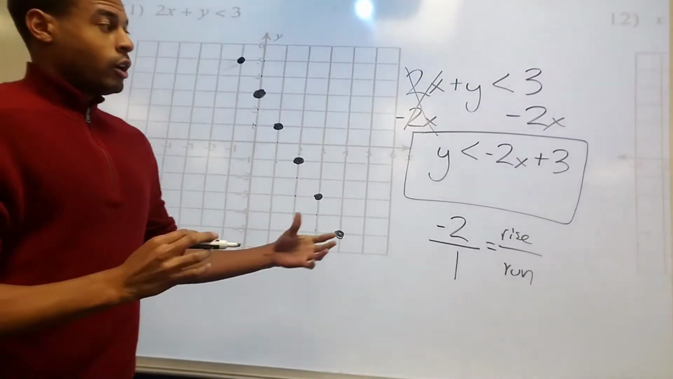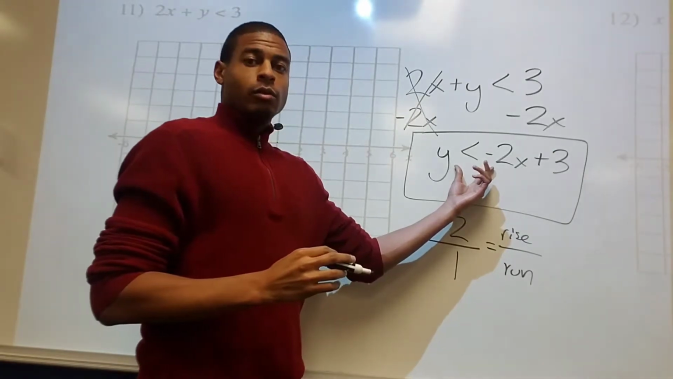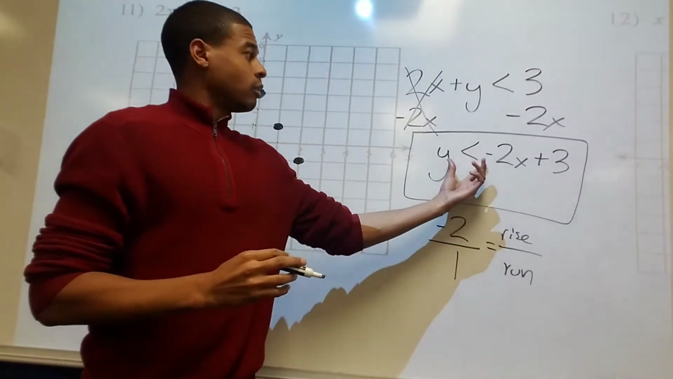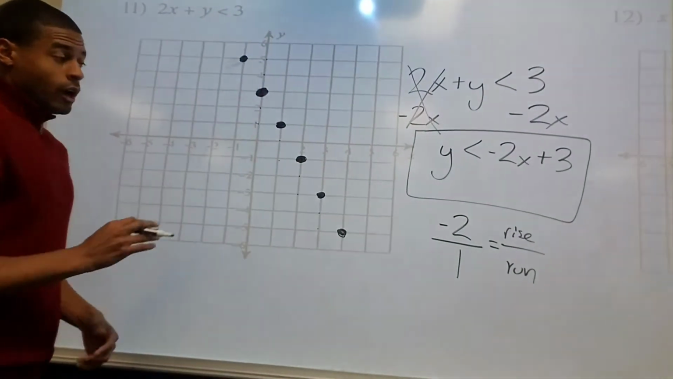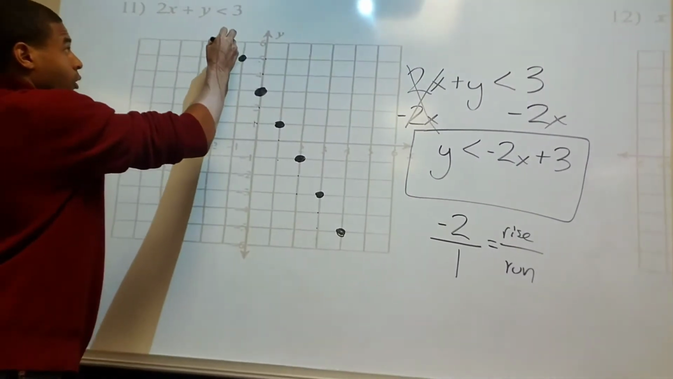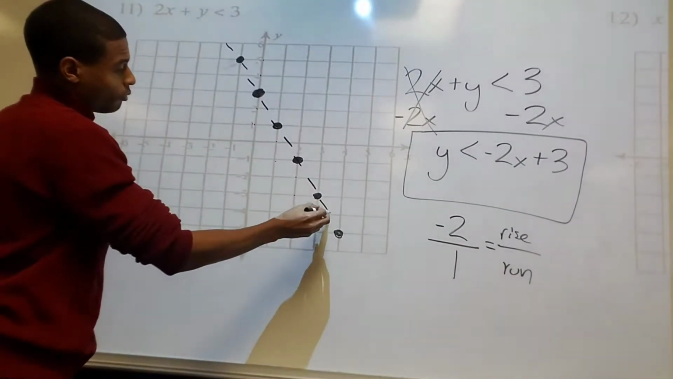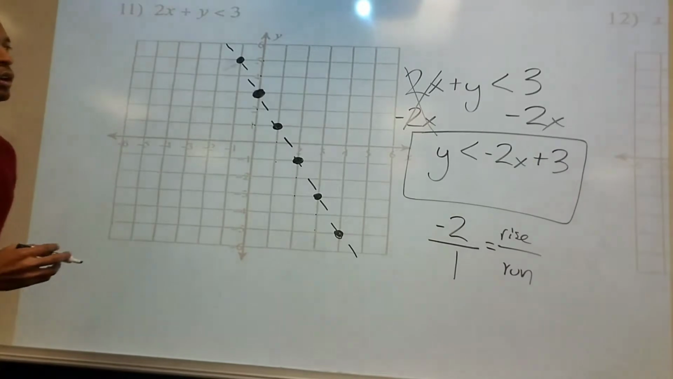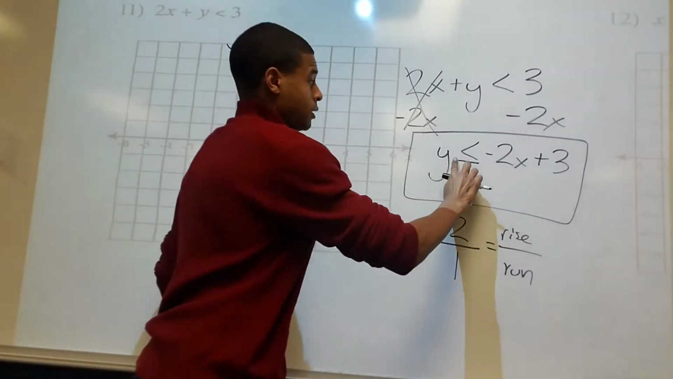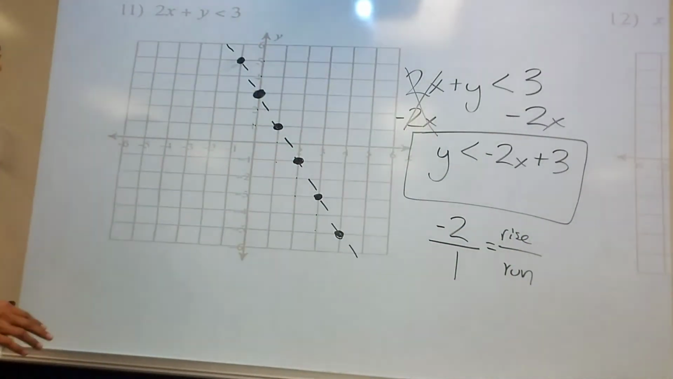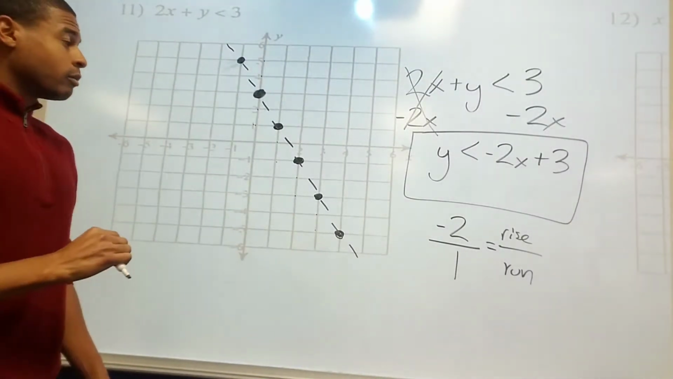Now we're going to look at our inequality, and we're going to ask ourselves, do we have a less than sign? We do have a less than sign, okay? If we have a less than sign, then we are going to have a dashed line, okay? Now, if we would have had a less than or equal to, then we'll have a solid. But since this is just less than, we have a dash, okay? The reason it's dashed is because we don't include anything that's on this line, okay?